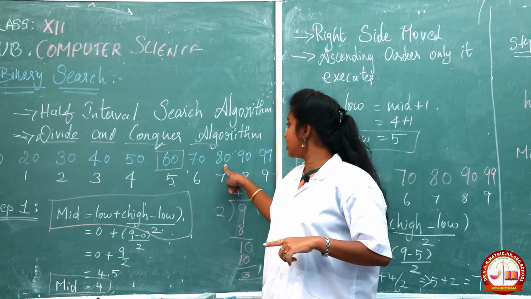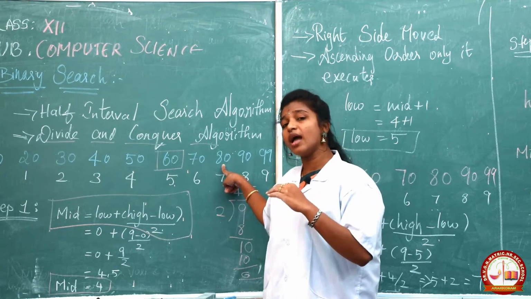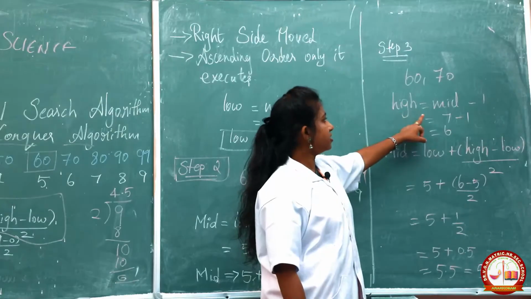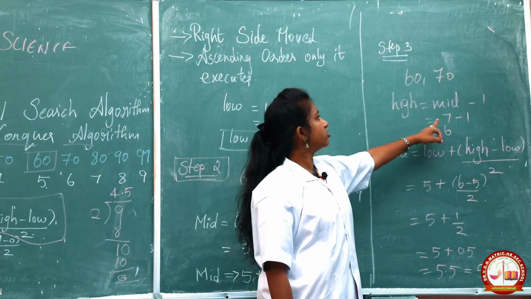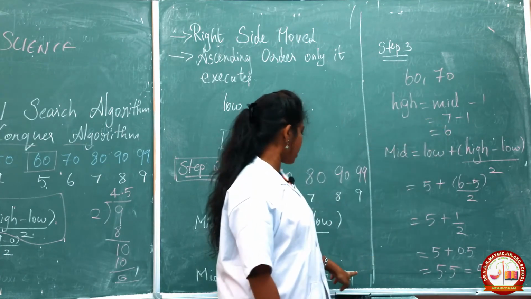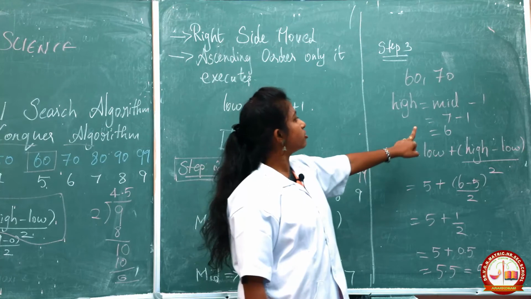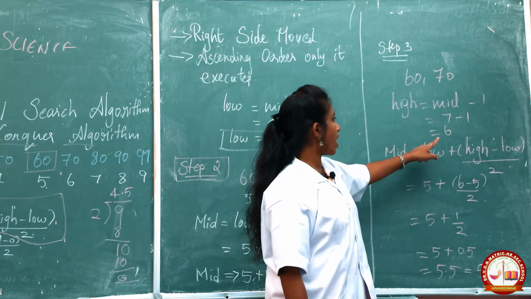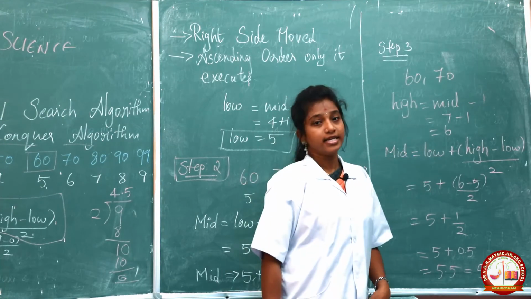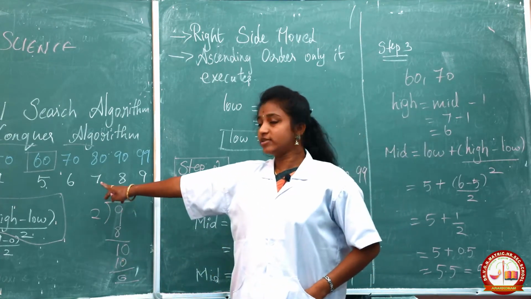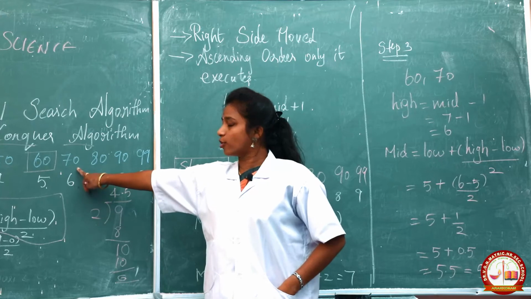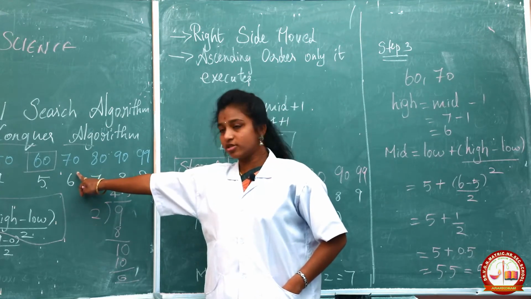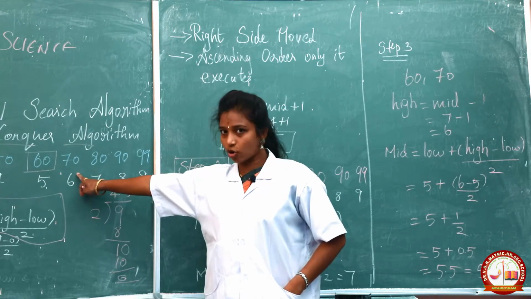80 is a high value, so because of that, high equals mid minus 1. What is the mid value? At last I found the value of 7. So 7 minus 1 is 6. Now I have the value of 6. What is the value at 6 here? It is holding 70. So is this my target value?